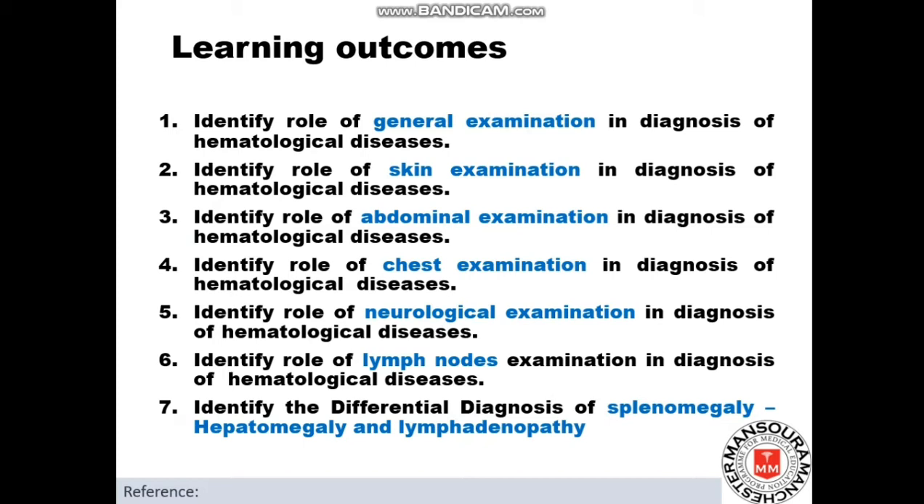Identify the role of chest examination in diagnosis of hematological diseases. Also identify the role of neurological examination in diagnosis of hematological diseases. Identify the role of lymph node examination in diagnosis of hematological diseases. And identify the differential diagnosis of splenomegaly, hepatomegaly, and lymphadenopathy of cases either in medicine or hematological diseases.